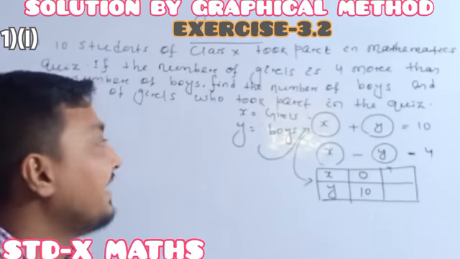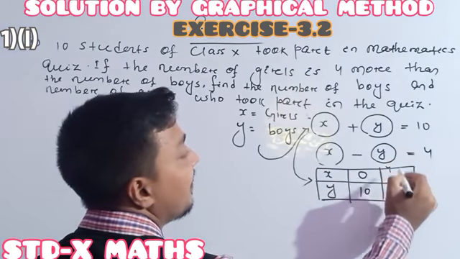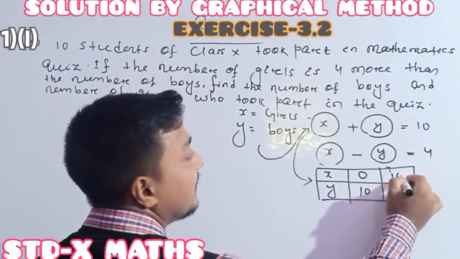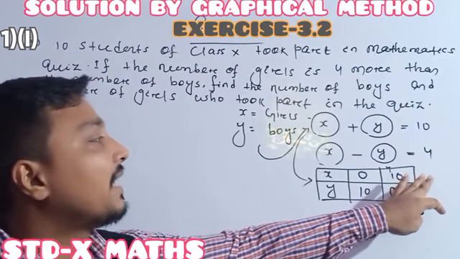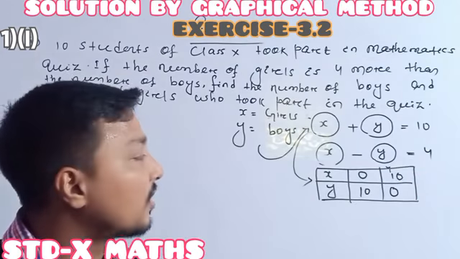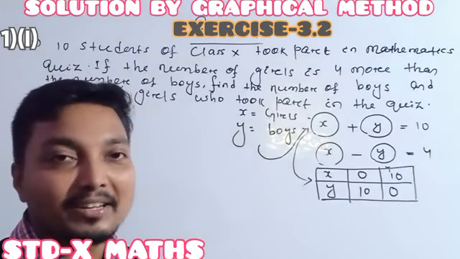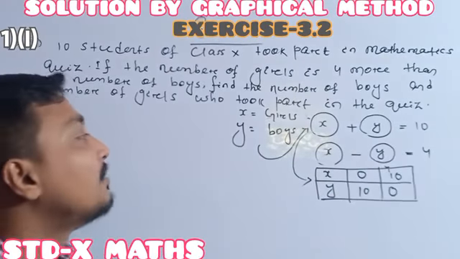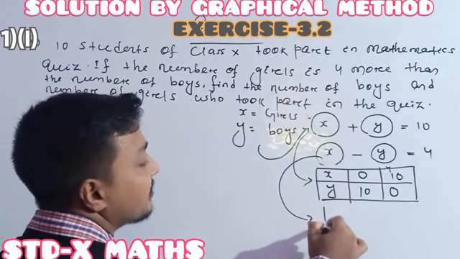Understood? On choosing y is equal to 0, you will get x is equal to 10. To draw the graphical representation, 2 points will be required, and we have already got the 2 points. 2 points means 2 solutions of this linear equation. Just like we have done this one, in the same way we just have to attempt the next one.